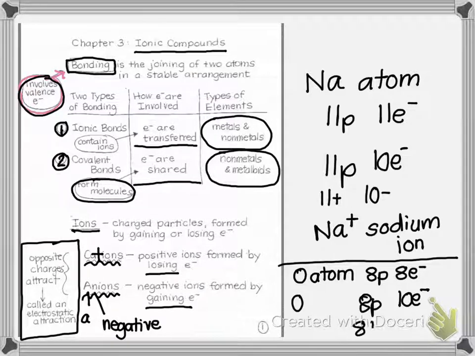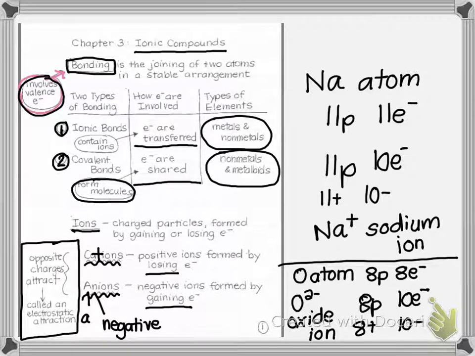So think of it, now I have 8 positives and 10 negatives. If I put 8 positives and 10 negatives together, I'm going to get 2 negatives left over. So my ion is O with a 2 negative charge. Now in negative ions, we'll see later, the name is not called an oxygen ion. In negative ions, or anions, they change the ending to IDE. So O2 negative is called an oxide ion.